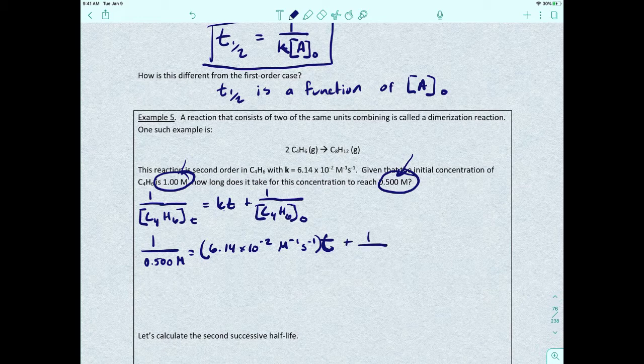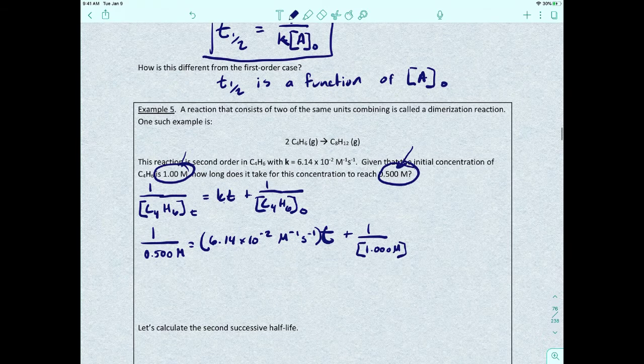plus 1 over the initial concentration, which is 1 molar. Okay, so 1 over 1, that's 1, so that's nice. And 1 over 0.5, that's nice too. All right, so if we take 1 over 0.5, that gives us 2. So right off the bat, we know on the left-hand side that's equal to 2. And that's equal to 6.14 times 10 to the minus 2 times T plus 1 over 1, which is 1.